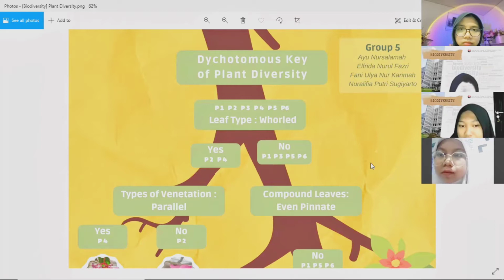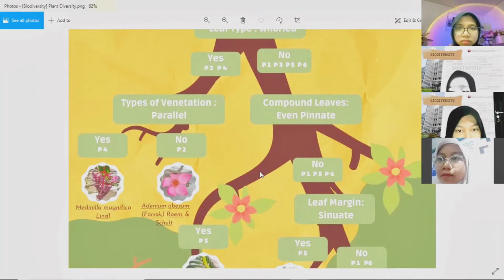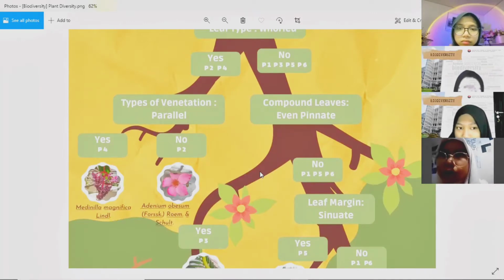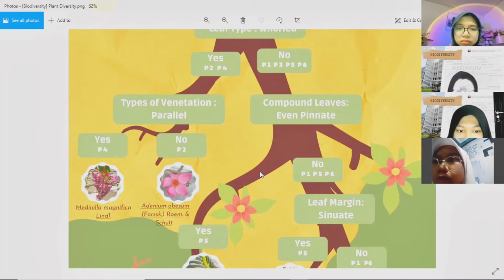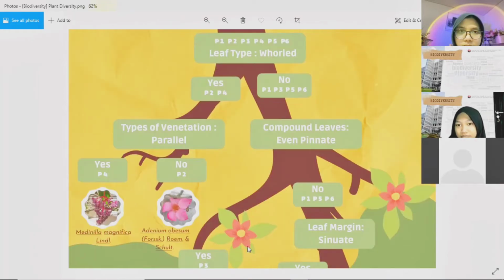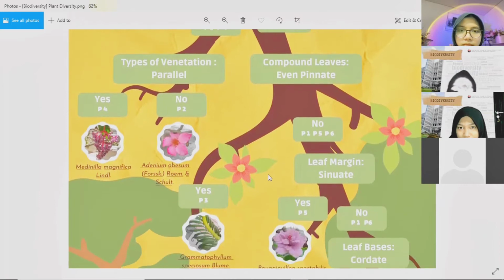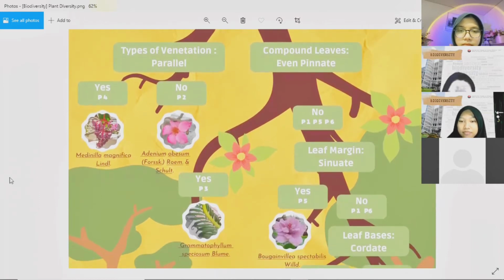And after that, specify them again from the leaf type into the types of venation. In this case, it's parallel. Then I found out that in the parallel venation, P4 is Medinilla magnifica Lindl. And for the venation type that is not parallel, it is Adenium obesum, and we can divide that from the compound leaves. For the even pinnate, the plant that has even pinnate is P3, and those that don't have even pinnate are P1, P5, and P6.